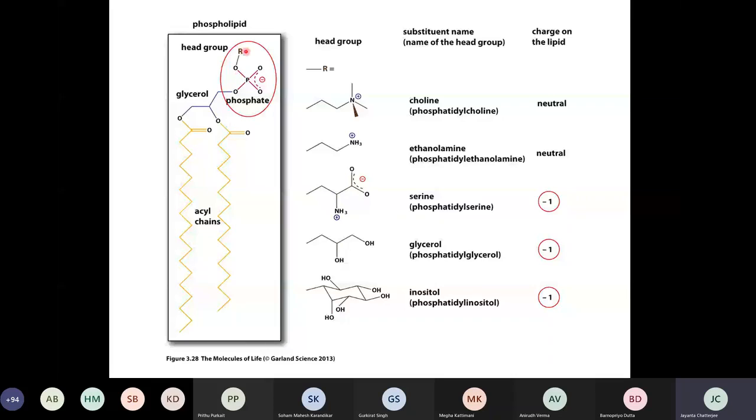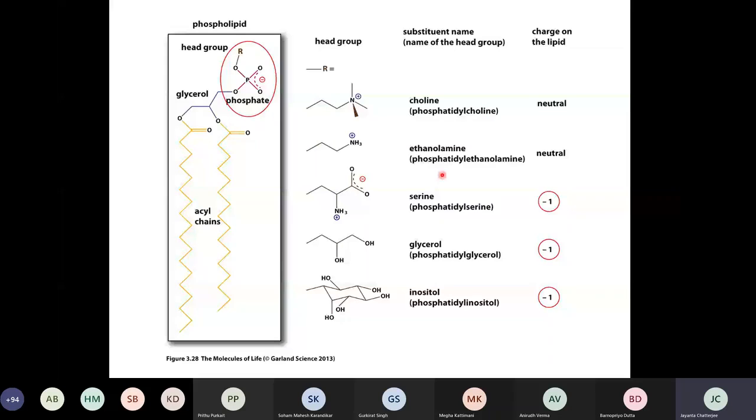This R group, in many cases, varies. For example, this R group can have a choline residue. This is called a choline, so this part is connected to the oxygen. Then this entire molecule would be called a phosphatidylcholine. You can also have ethanolamine present at this R, and then this molecule would be called a phosphatidylethanolamine.